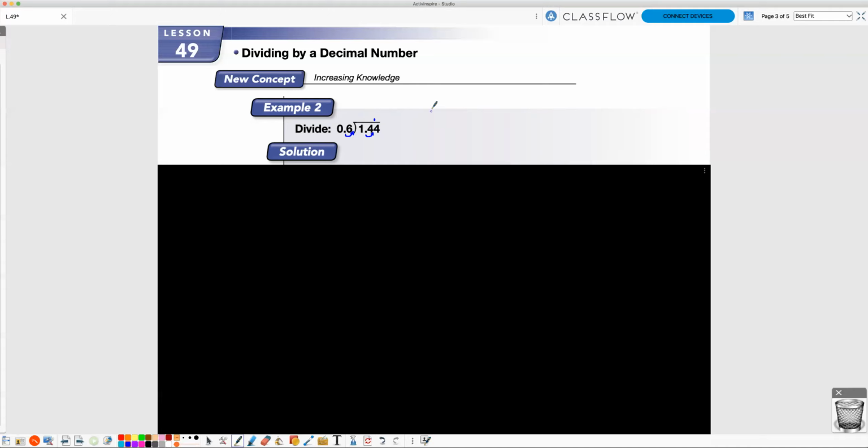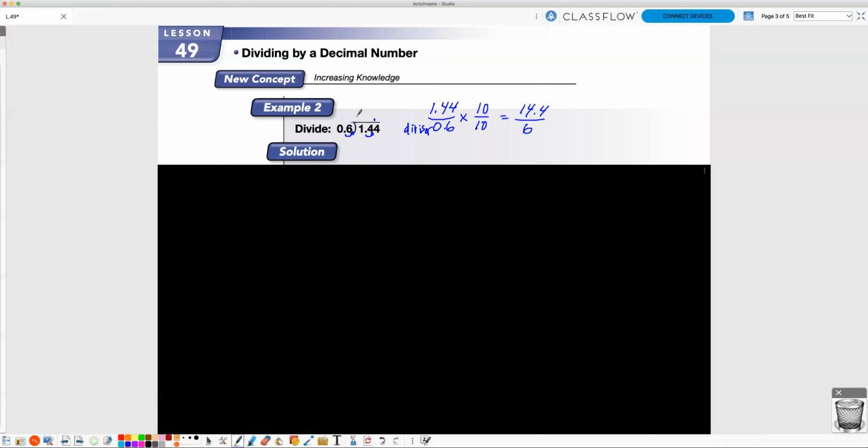What did I just do? Well, I had this problem: 1 and 44 hundredths divided by 6/10. Since this is the divisor, I have to make that a whole number. In order to do that, I have to multiply it by 10. So that means I have to multiply the other one by 10. The numerator times 10 is 14 and 4/10. The denominator times 10 is 6. So my new problem is now 14 and 4/10 divided by 6.